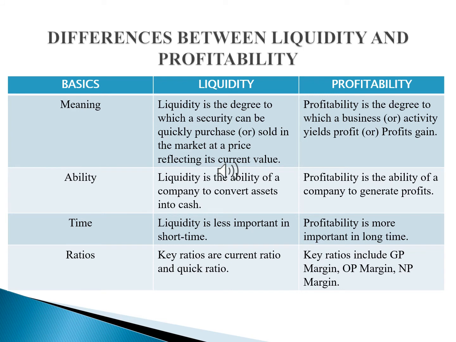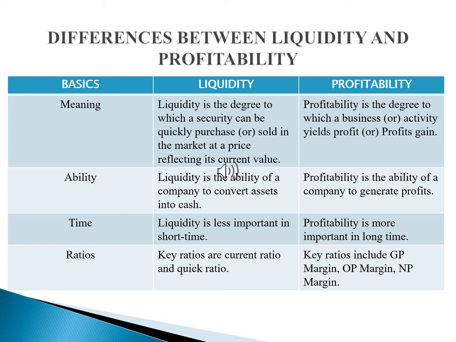Differences between liquidity and profitability. The bases are meaning, ability, time and ratios. Meaning of liquidity. Liquidity is the degree to which a security can be quickly purchased or sold in the market at a price reflecting its current value. Meaning of profitability. Profitability is the degree to which a business or activity gains profit.